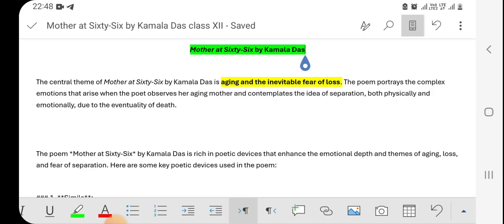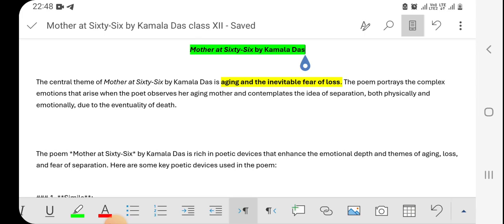Here in this poem, we are going to witness that the poetess, along with her mother, is going to the airport in order to pursue her further future endeavor. And here Kamala Das is worried about her mother who is aging.